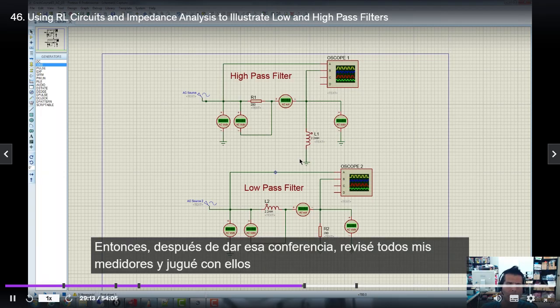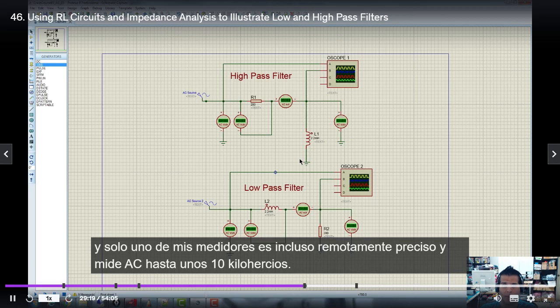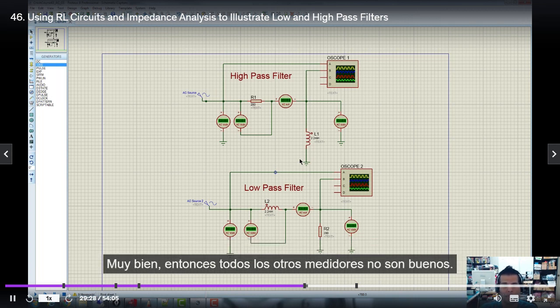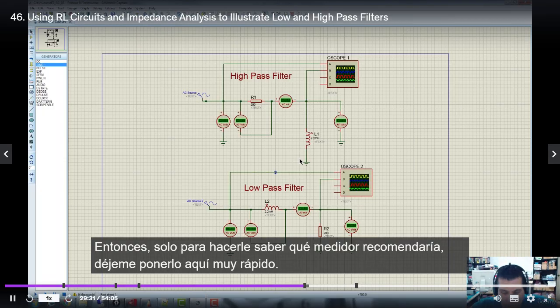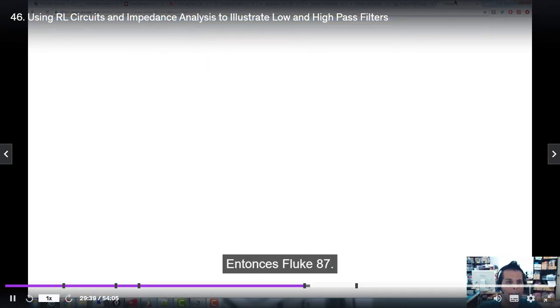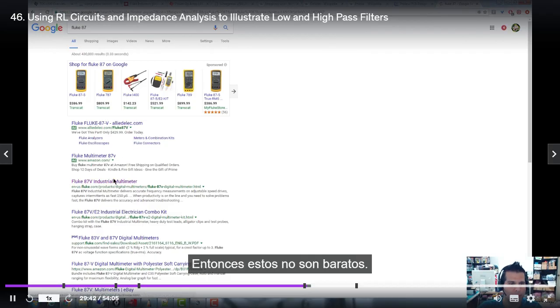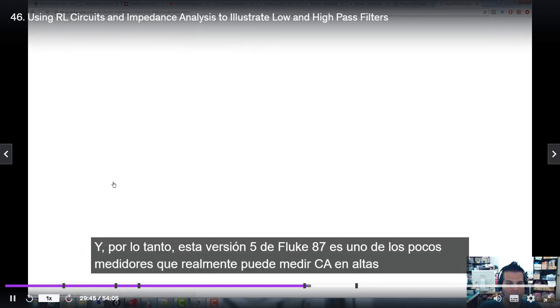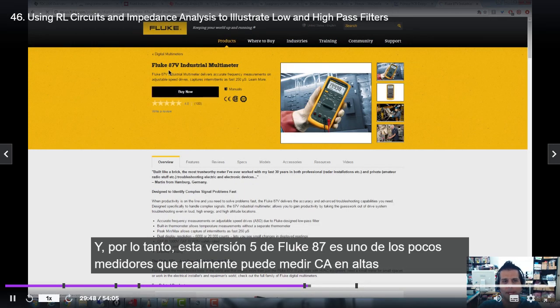After I did that lecture, I went through all my meters and played with them, and only one of my meters is even remotely accurate to measure AC up until about 10 kilohertz. All the other meters are no good. So just to let you know what meter I would recommend, let me put it up here real quick. Fluke 87. These are not cheap. This Fluke 87 version 5 is one of the few meters that can actually measure AC up into high frequencies.